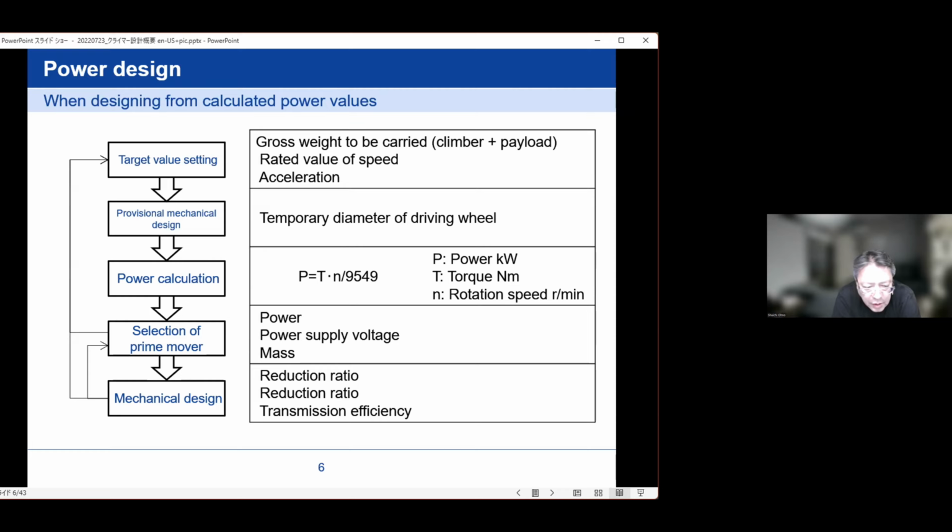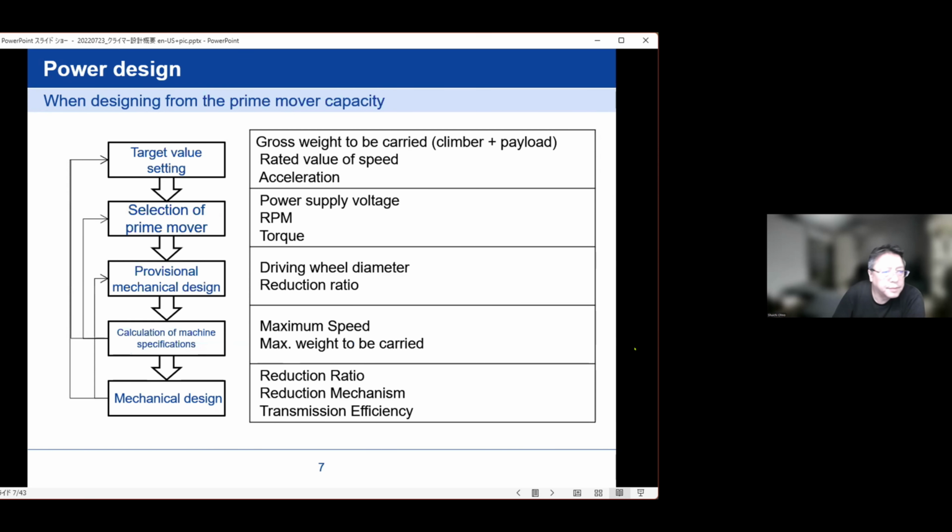And when designing from the limiting movement capacity, I continue with the power design. As I said earlier, it is the same. You set the target values and then you set the limiting movement. After that, a preliminary climber design is made and expected usage is determined. Then the climber design is carried out last.